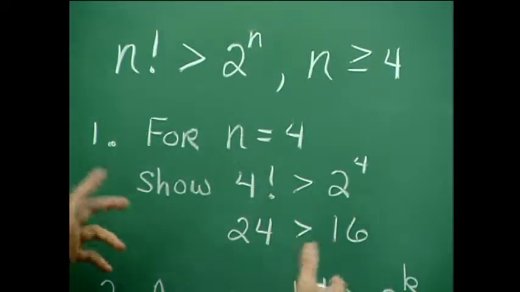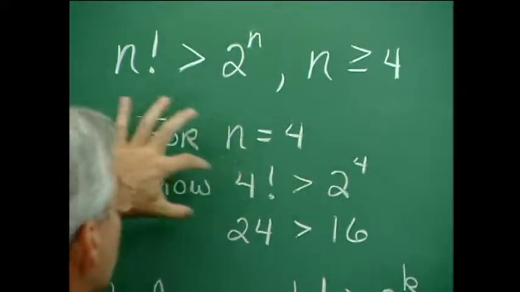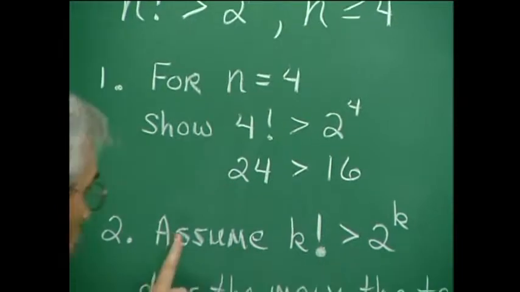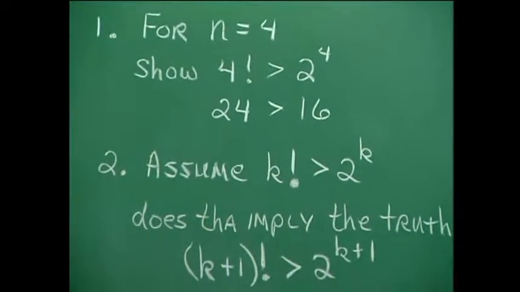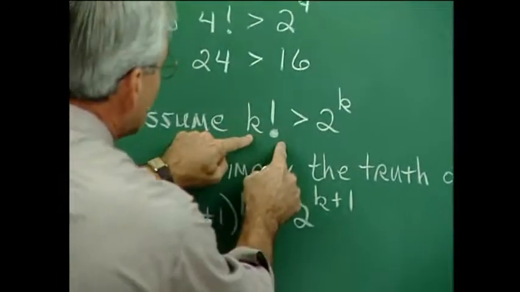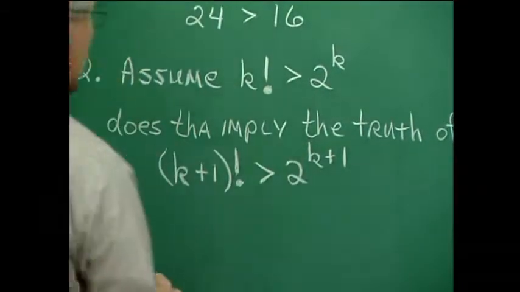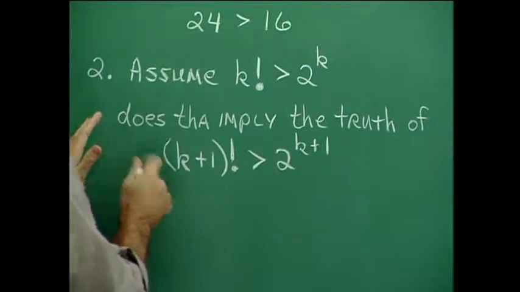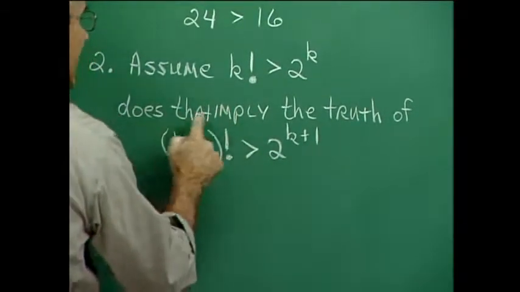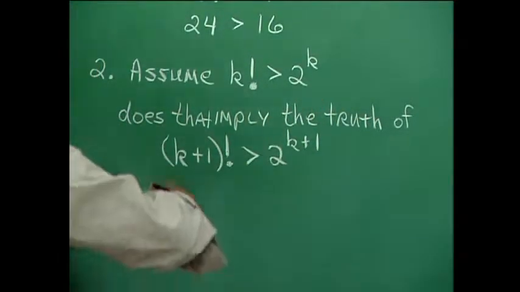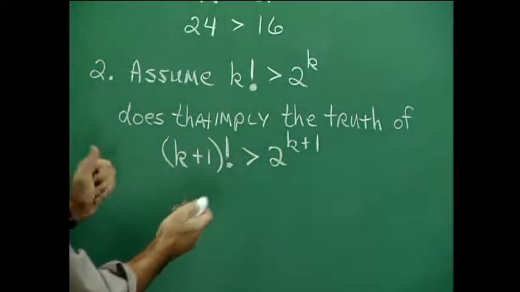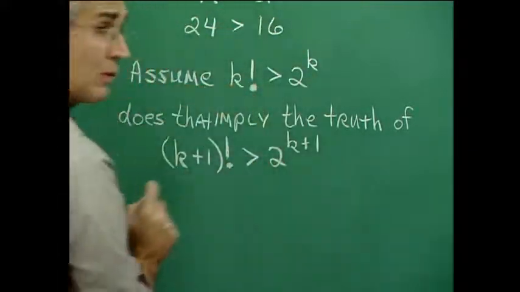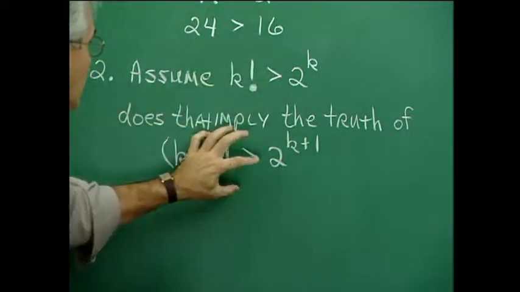So we have shown the conjecture true for the first item in this group of items. All right, now we want to assume the truth of the kth item, that is that k factorial is greater than 2 to the k power. And we're asking ourselves, does that imply the truth for the k plus 1th item? The k plus 1th item is replace k with k plus 1. You see, does this imply the truth of that?